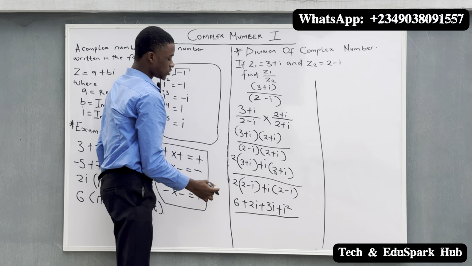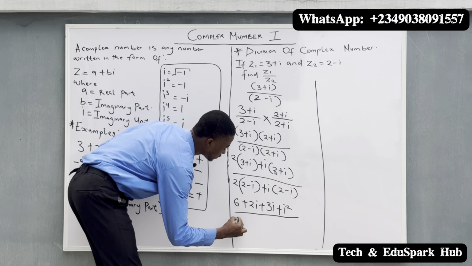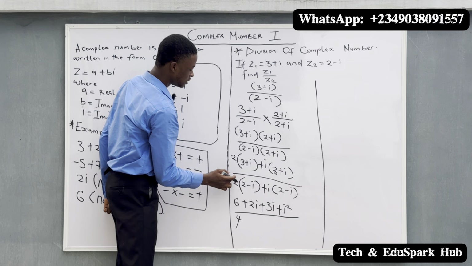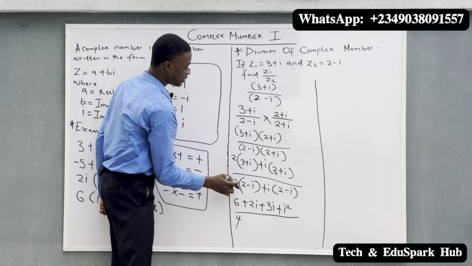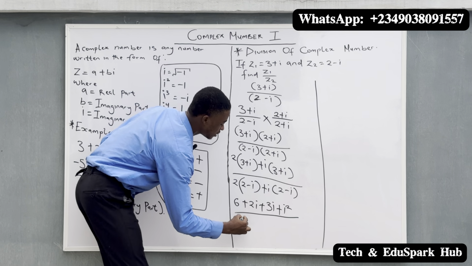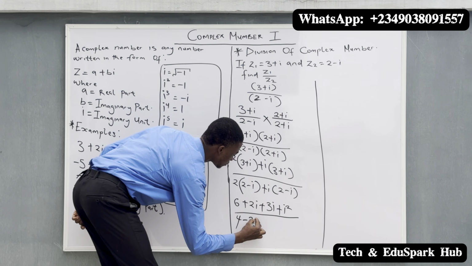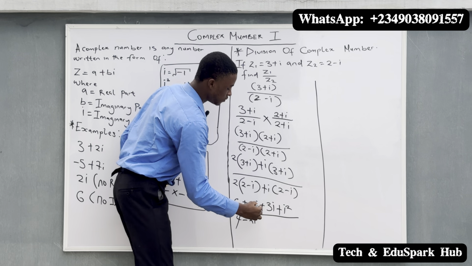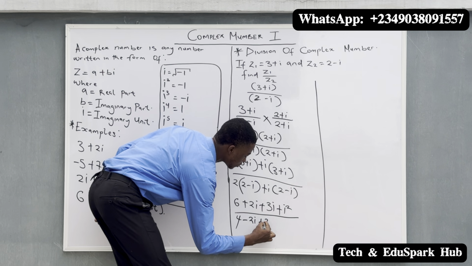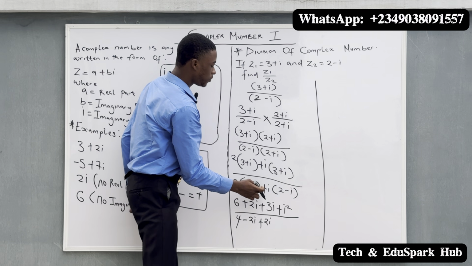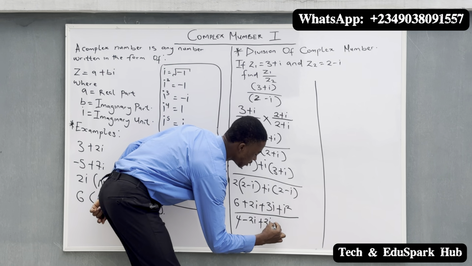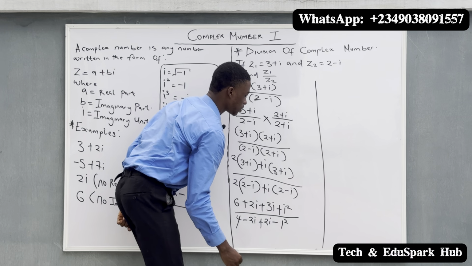Divided by, so we have 2 multiplied by 2 will give us 4. Also 2 multiplied by minus i will give us what? So this is plus multiplied by minus. So 2 multiplied by minus i will give us minus 2i. And also we have plus i. So plus i multiplied by 2 will give us plus 2i. And plus i multiplied by minus i, plus times minus will give us minus. So we have minus i square.